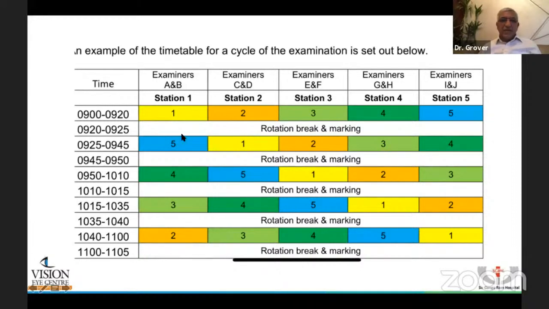Two independent examiners at each station, with a volunteer or with a patient, will assess and mark independently without discussing with each other, and any significant differences between two examiners' assessments of a candidate are closely looked at.